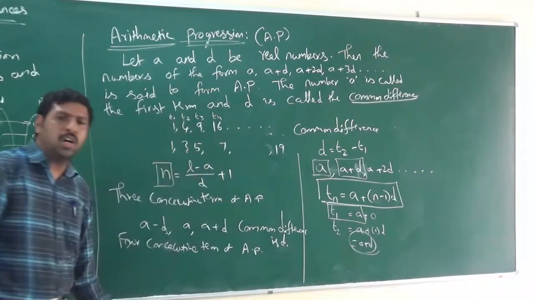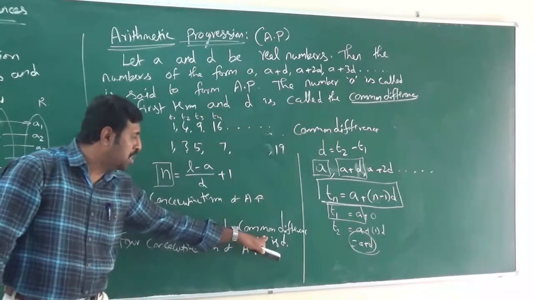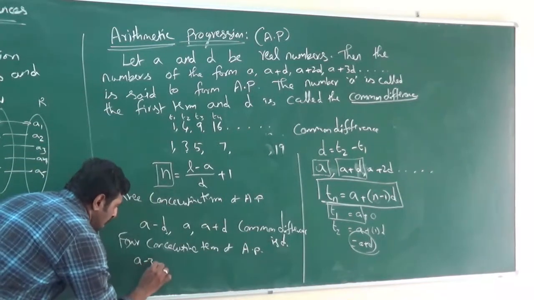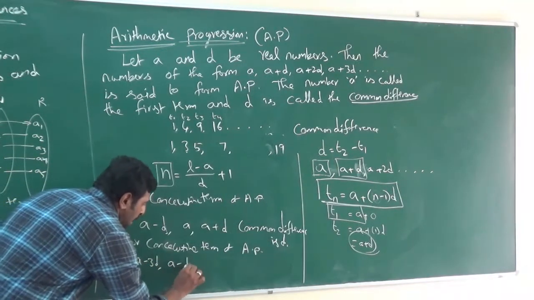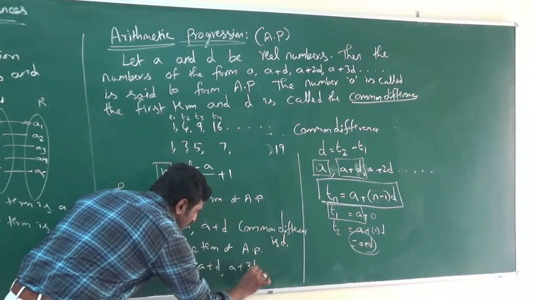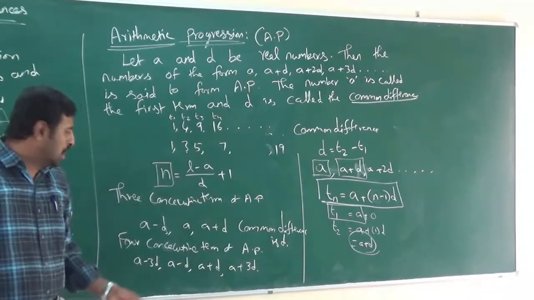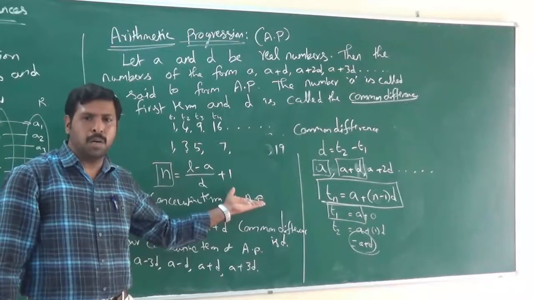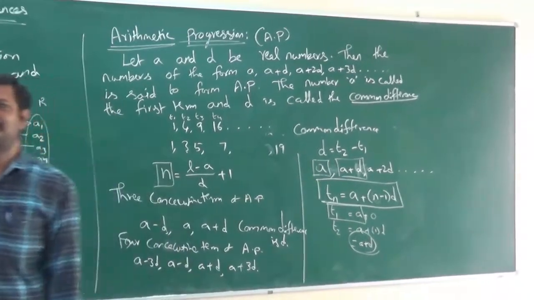Next we have the 4 consecutive terms. The common difference is 2d. So here we have a minus 3d, a minus d, a plus d, and then a plus 3d as the 4 consecutive terms of the AP. By using this form, we can apply it to problems to solve them.